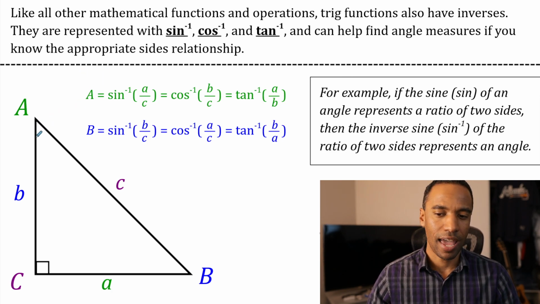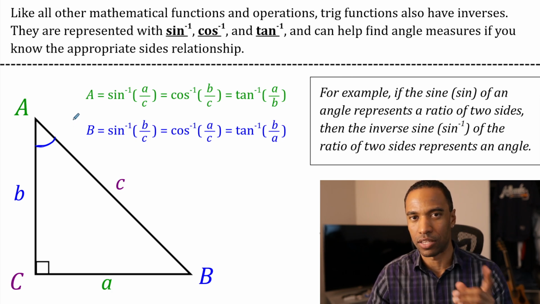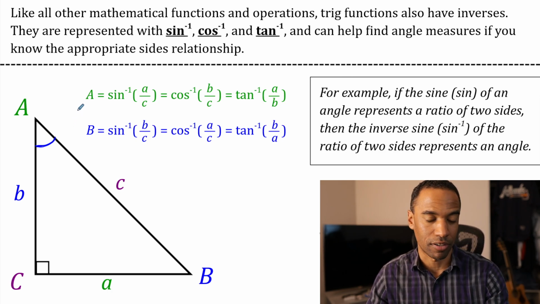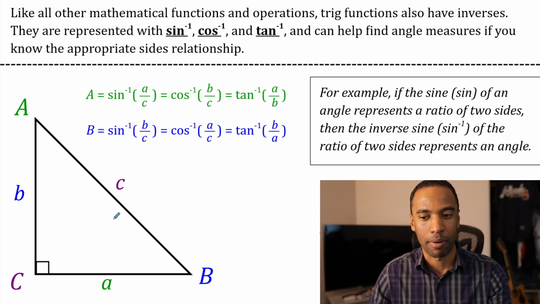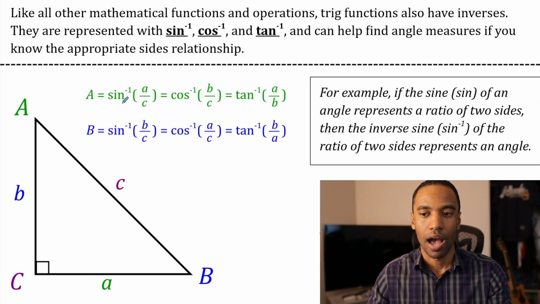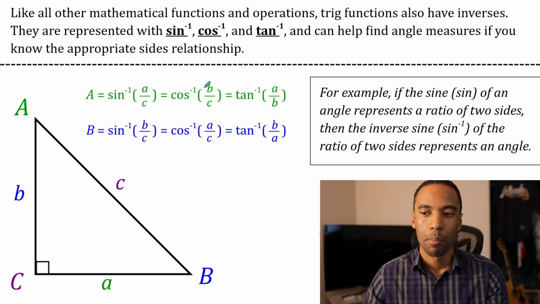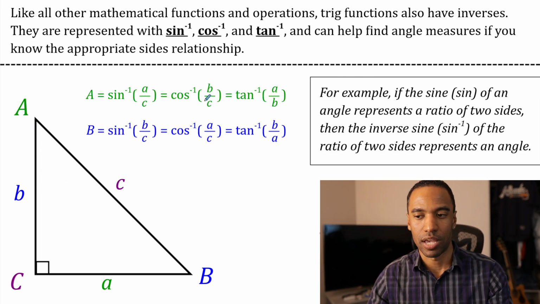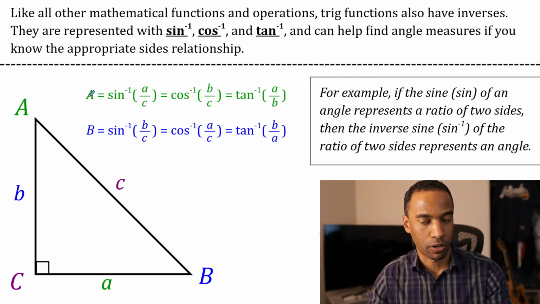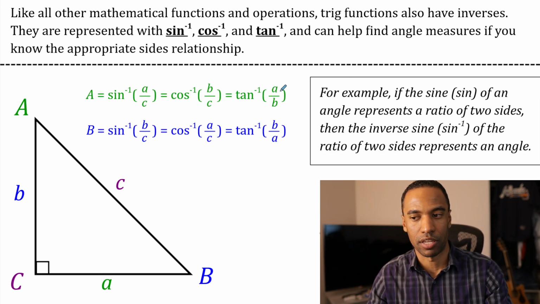So angle A, whatever angle A's measure is, I could find it in one of three ways. It depends on which side lengths I'm given. If I knew the opposite side and the hypotenuse, I would use inverse sine to figure it out. But if I knew the leg adjacent and the hypotenuse, I would use inverse cosine to find angle A. And if I knew the side opposite and the leg adjacent to it, I would use inverse tangent.